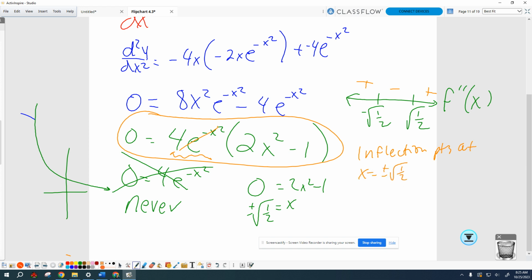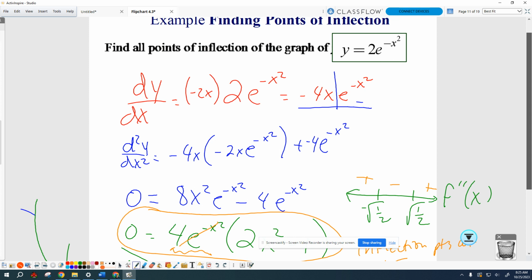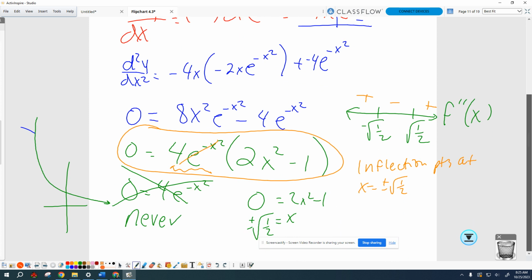And don't give y values, because the y values don't make sense. Most of you have been plugging your critical points back into the first derivative. Well, yeah, it's going to be 0. That's how you found them. So don't give those as coordinates. Maybe you need to go all the way back to the actual function, but we're not going to do that.